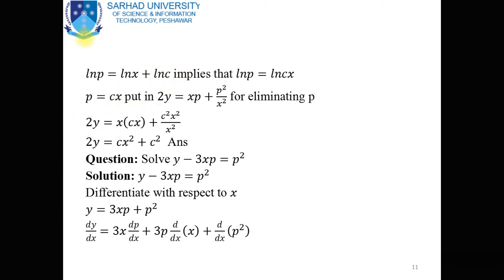Now put in this equation 2y is equal to xp plus p square by x square for the elimination of p. Actually this p is dy by dx. So when we replace dy by dx by cx, the equation will be easily solved, and this solution is now equal to 2y is equal to x into cx plus c square into x square divided by x square. So we can write 2y is equal to cx square plus c square, and this is the solution of the given differential equation.